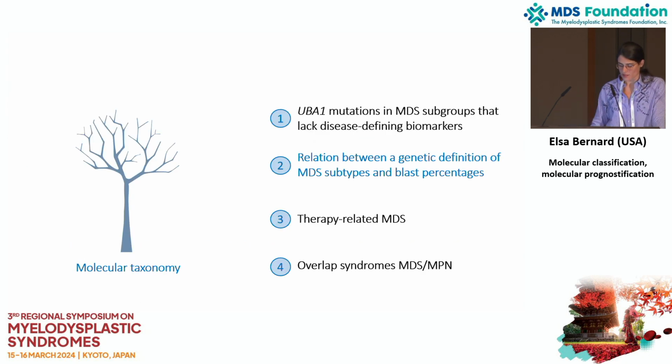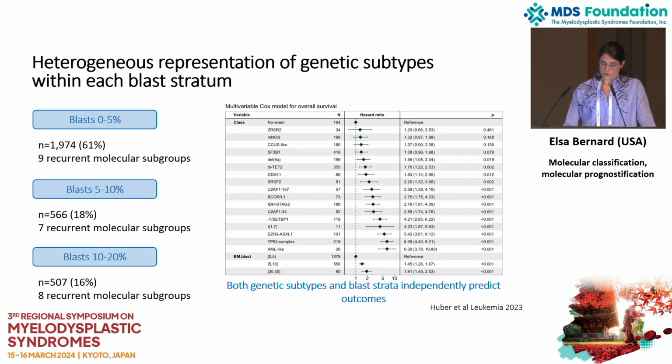So the next thing that this molecular taxonomy allows us to do, and that may inform future classification efforts, is to study the relation between a genetic definition of disease and blast percentages. First, we took the established blast strata of 0 to 5, 5 to 10, and 10 to 20% blasts, and looked at the representation of molecular subgroups within each of those strata. We did observe that it was very heterogeneous, with 9, 7, or 8 recurrent molecular subgroups across those three different strata.